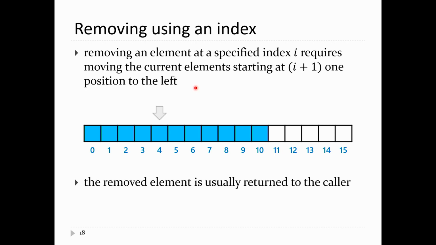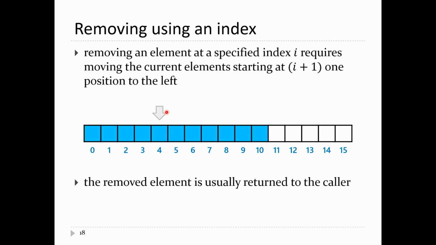Okay, now how about removing an element by index? Here I want to remove the element sitting at index 4. Most implementations of remove return the removed element back to the caller. So what do I have to do? Well, when I get rid of that element, I don't want a blank spot in this array.